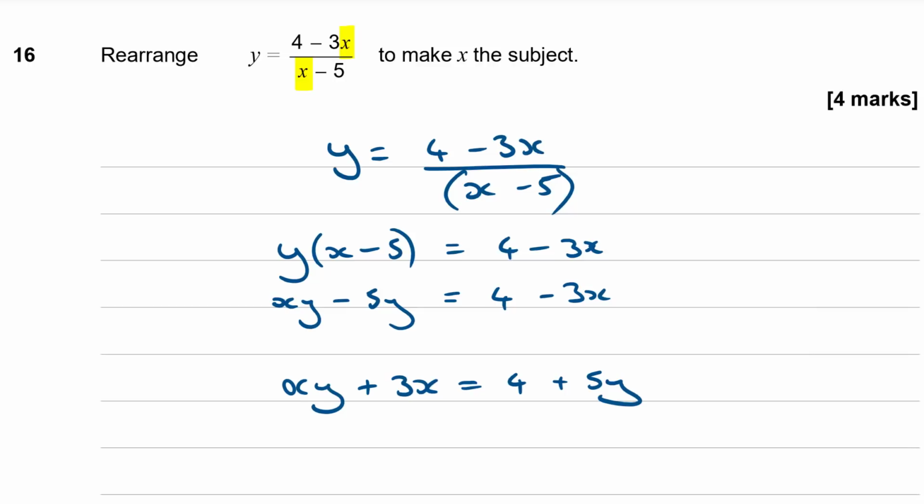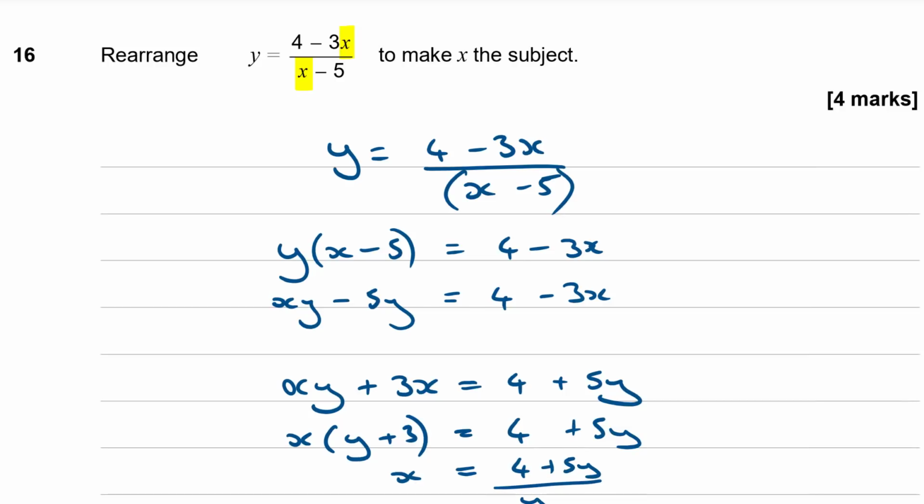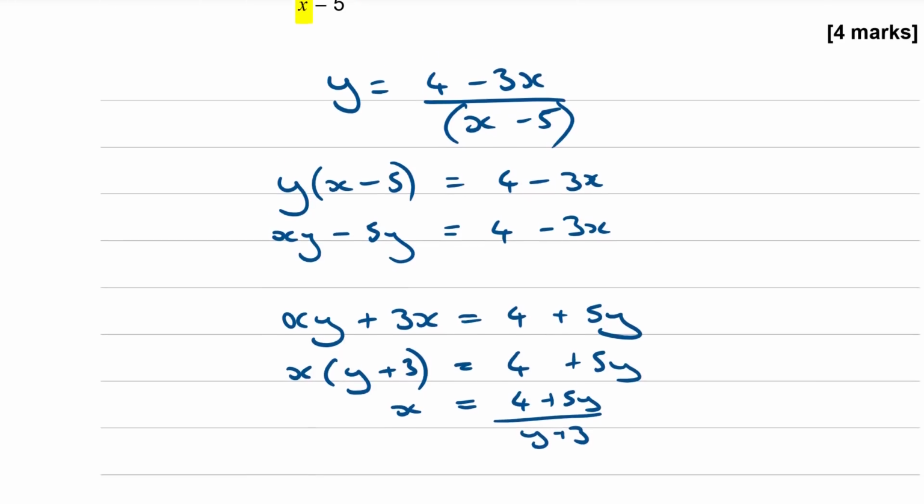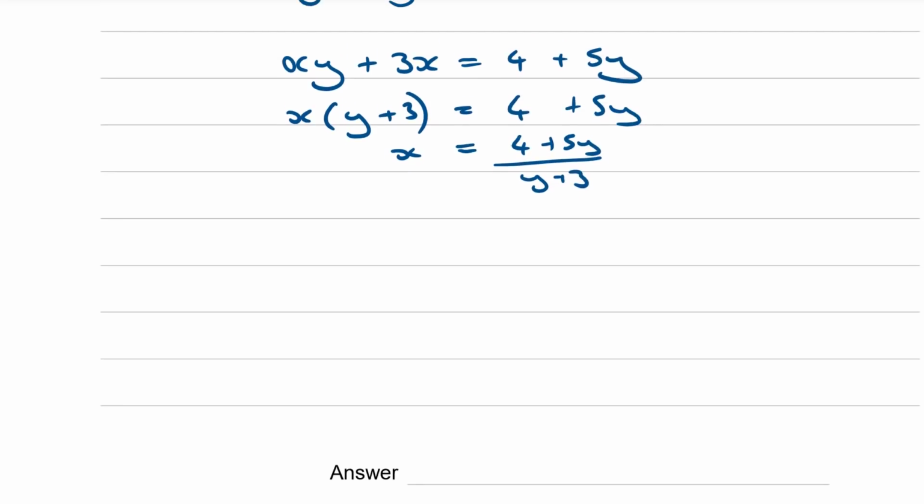Then I can factorize x out of my 2 terms. So x, open brackets, y plus 3 equals 4 plus 5y. And then finally cross multiplying the y plus 3 is going to give me x equals 4 plus 5y all over y plus 3, which is the answer I'm going to write in the box.